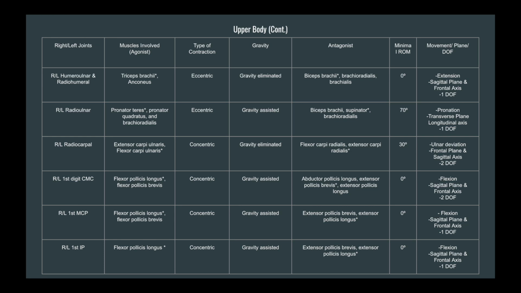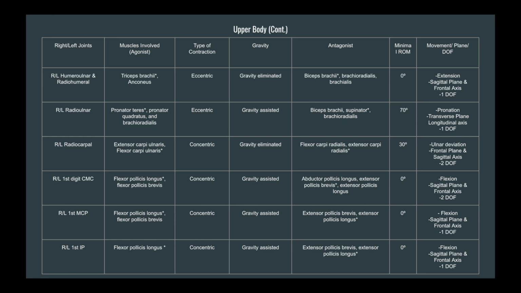For the radiocarpal joint, it is going to be in ulnar deviation in the frontal plane and sagittal axis, with the flexor carpi ulnaris being the main agonist and the extensor carpi radialis being the main antagonist. For the first digit CMC joint, it is going to be in flexion in the sagittal plane and frontal axis, with the flexor pollicis longus being the main agonist and the extensor pollicis brevis being the main antagonist.